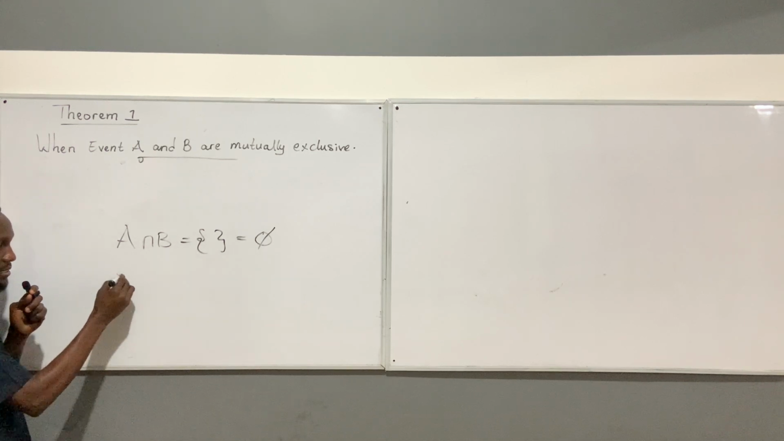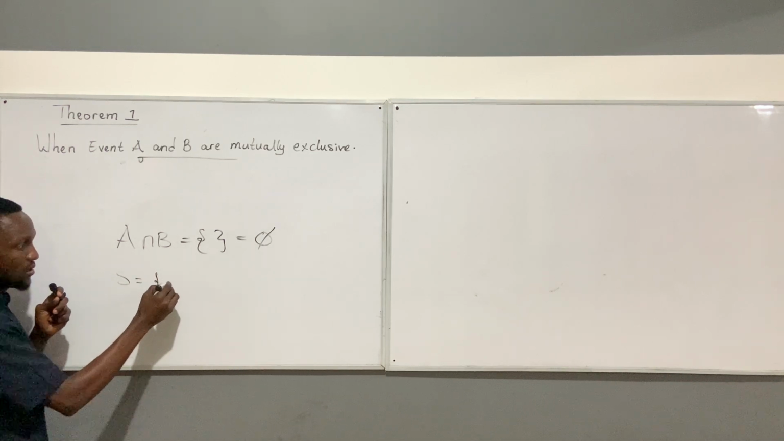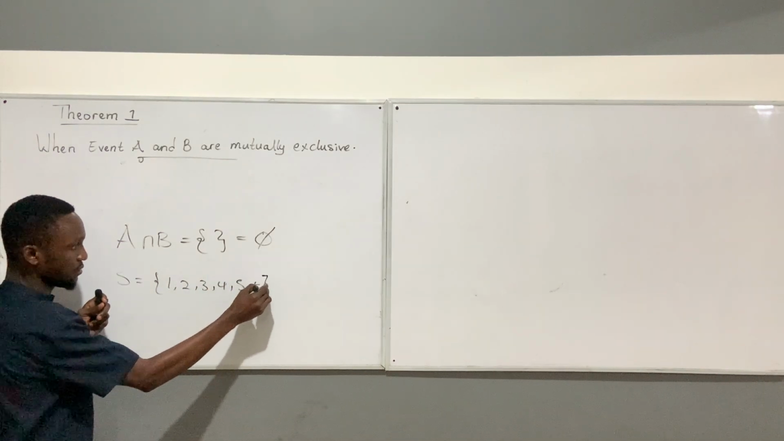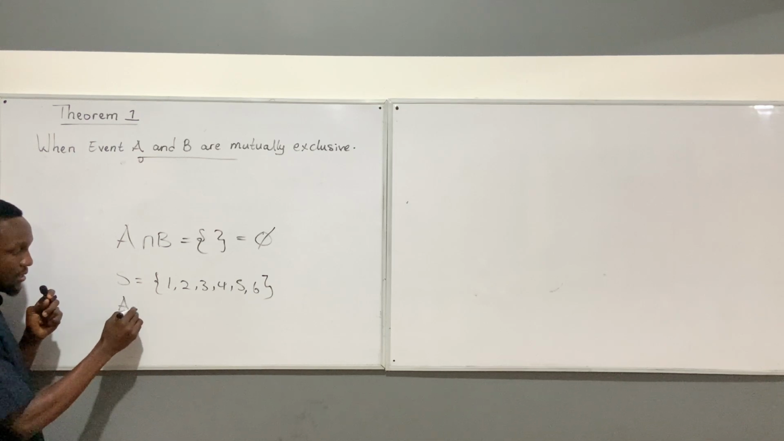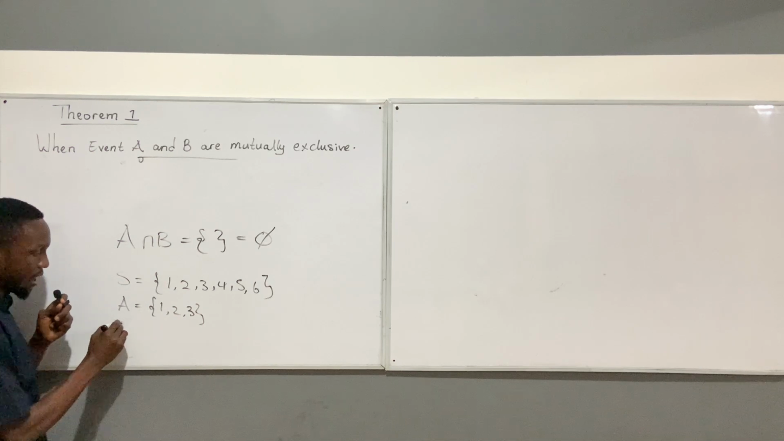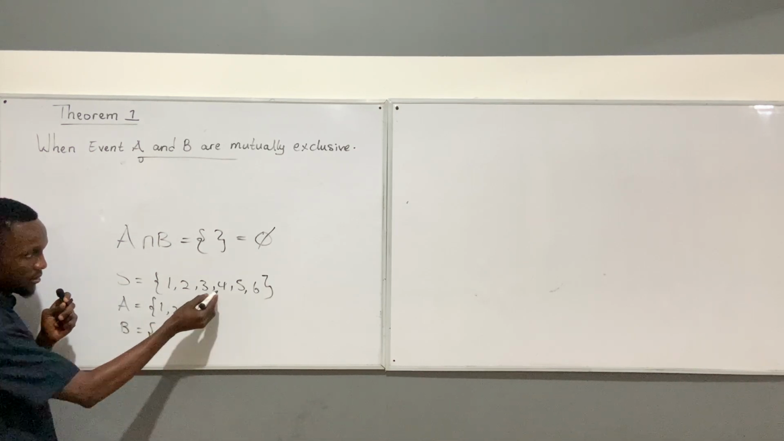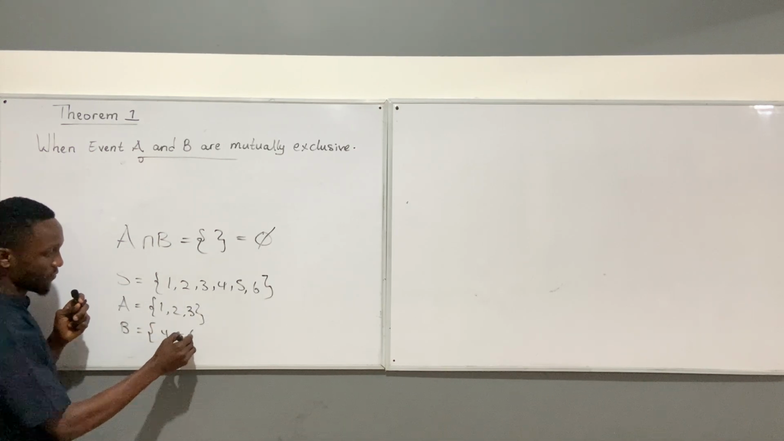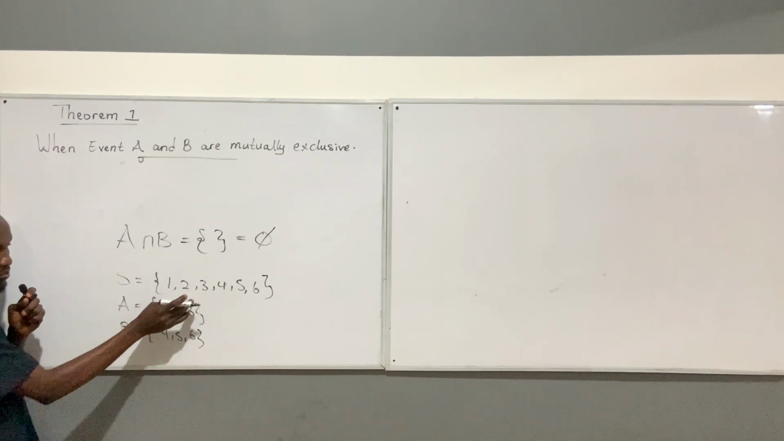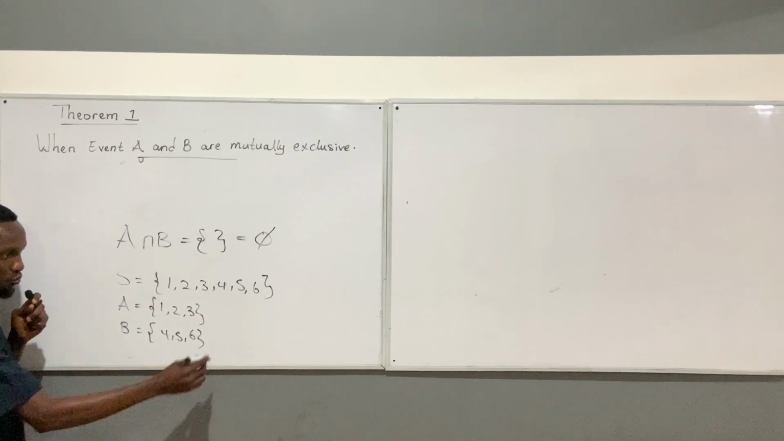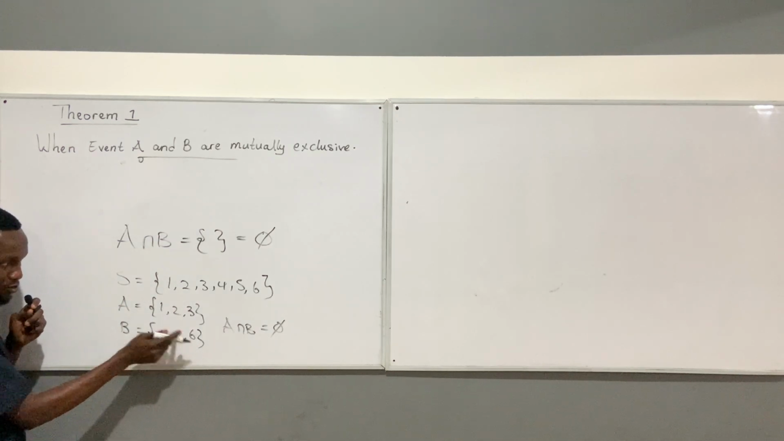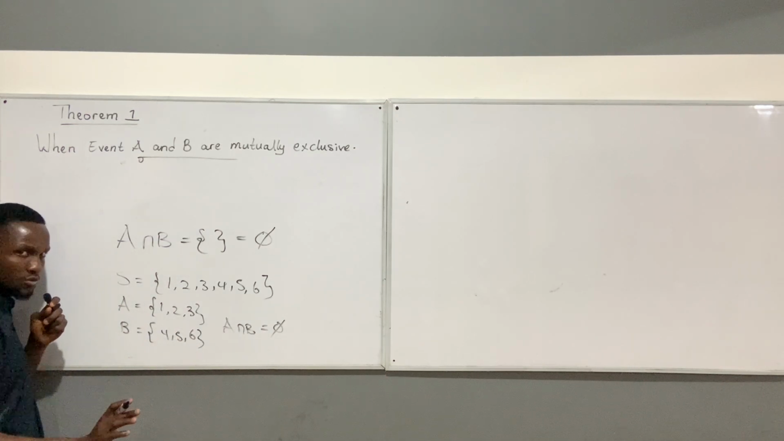Look at this example. Assuming I have the set S, giving me the members 1, 2, 3, 4, 5, 6, and I have A giving me 1, 2, and 3, and B giving me, let's say, 4, 5, and 6. These two events, though they are all in the same sample space, do not occur together. So we can say that A intersection B is a null set because there are no members here that are common. Do you understand now?